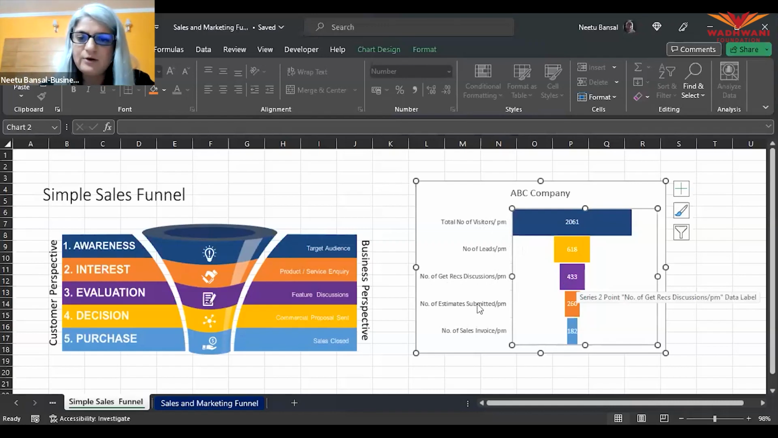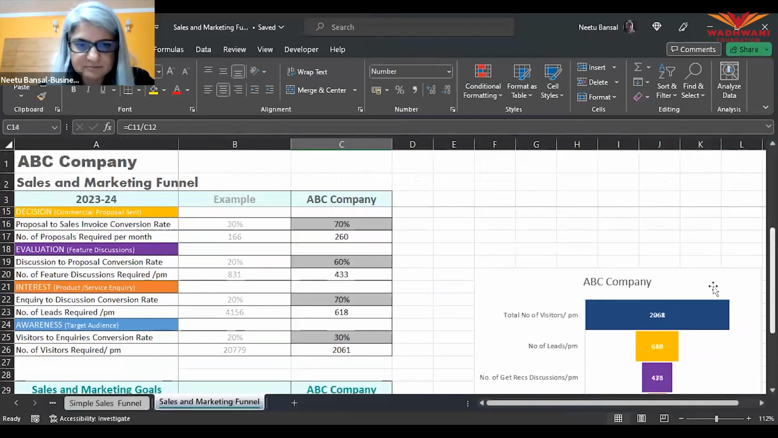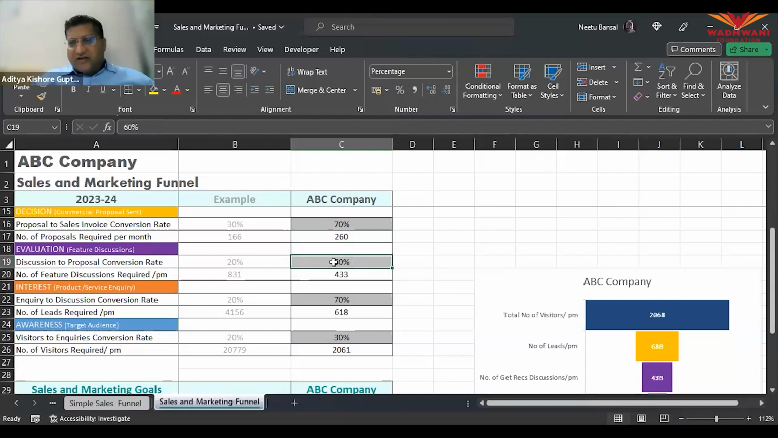So in your case, you don't have the middle stage, and you don't have the evaluation stage. What is this evaluation stage, ma'am? That is where they're having a deeper discussion. They want to know more information. They want product details, they want a feature description.